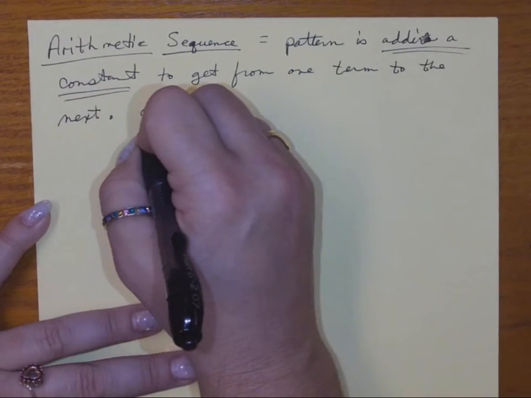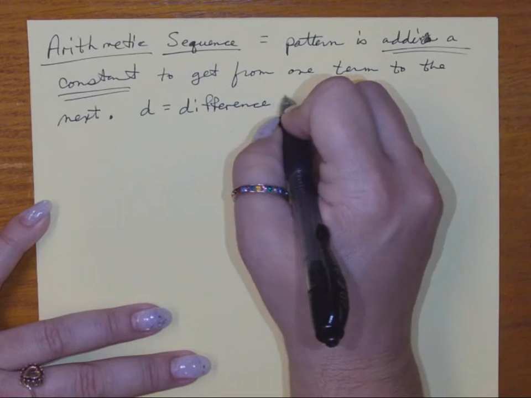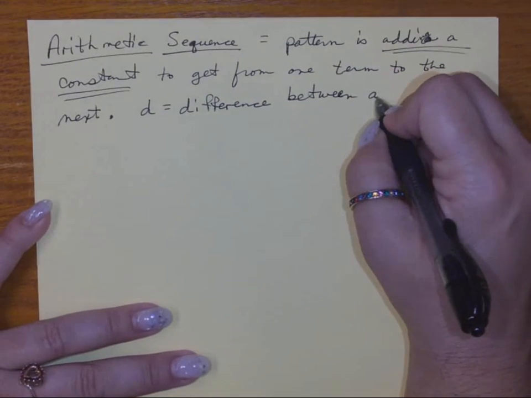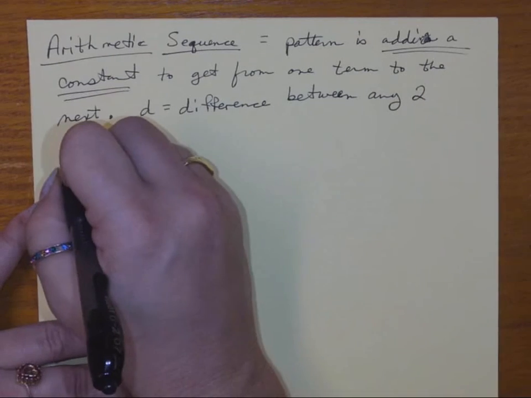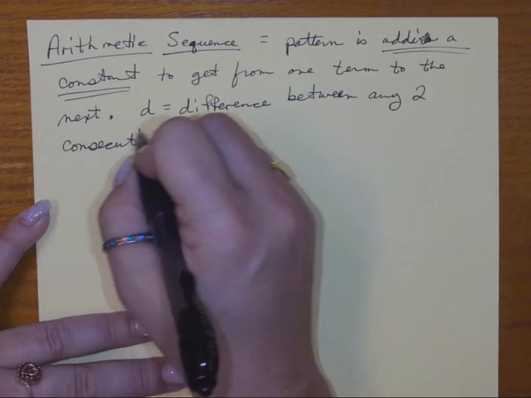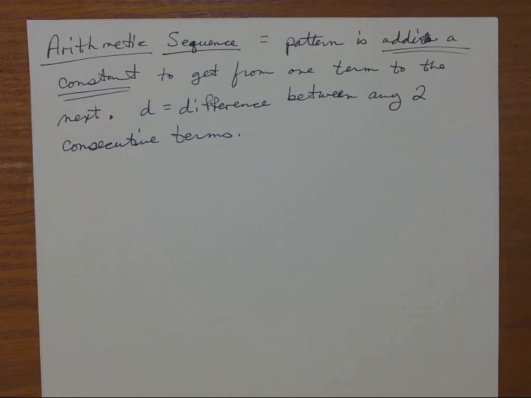Okay. And in this case, D is going to be the difference between any 2 consecutive terms. So I've got to know what my D is. It's going to be the difference between any 2 consecutive terms. So in this case, we'll have an example.